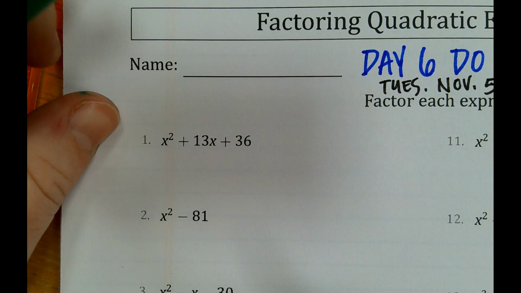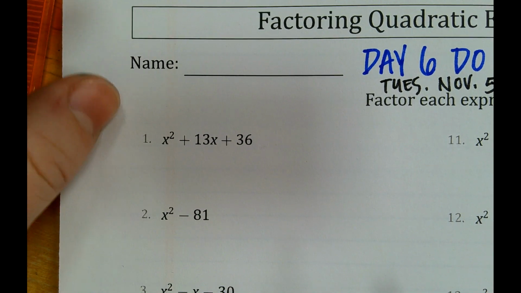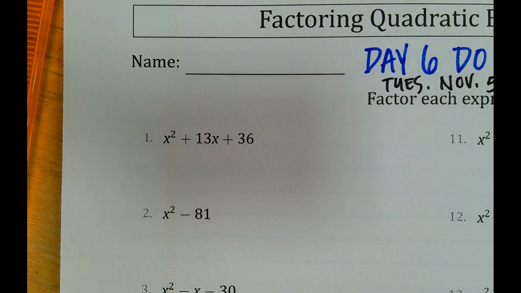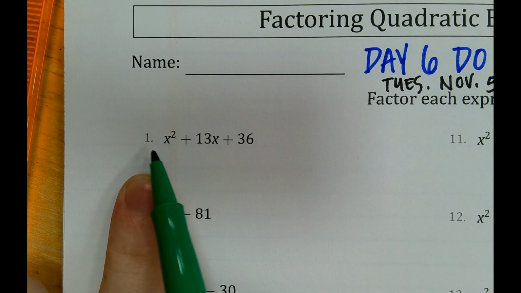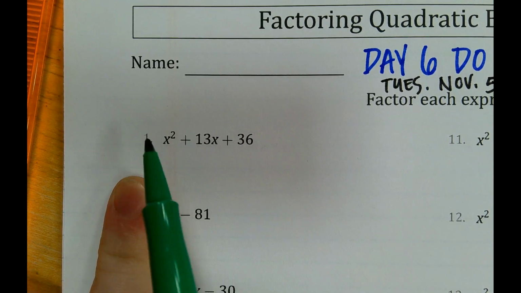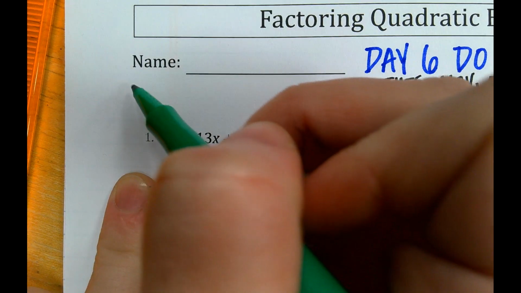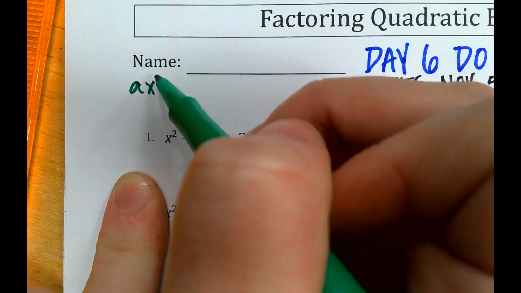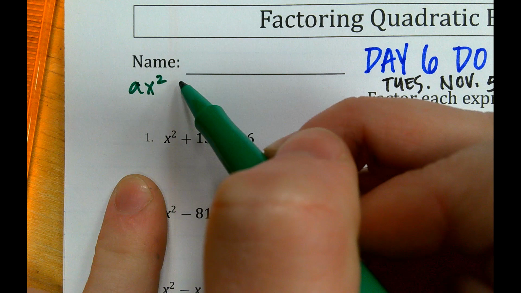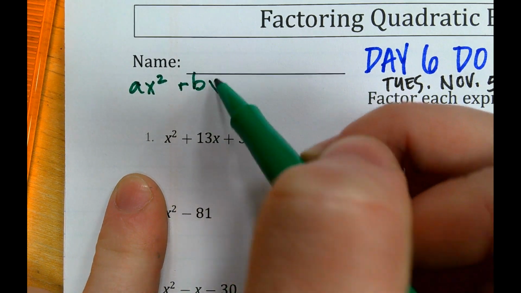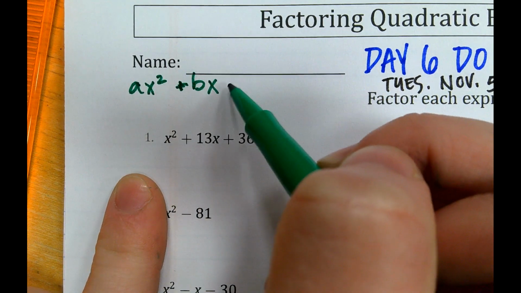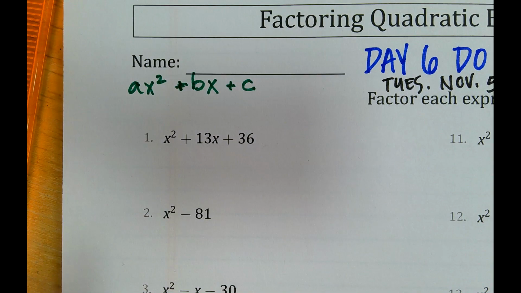Let's always start. If we're feeling unsure where to start, I always like to label everything. I like to say, well, I don't know where to go, so let's say what I do know. When we have a quadratic expression like we do here, we have ax squared plus bx plus c. So why don't we start by labeling our a, b, and c?